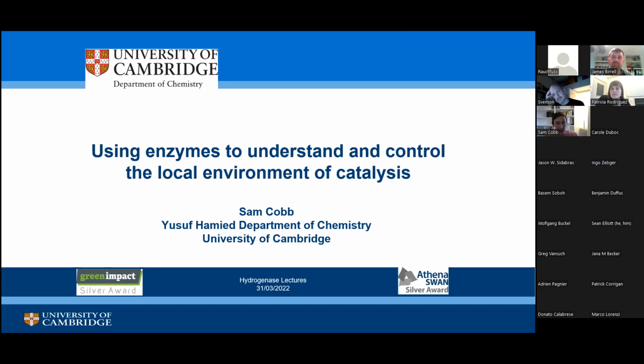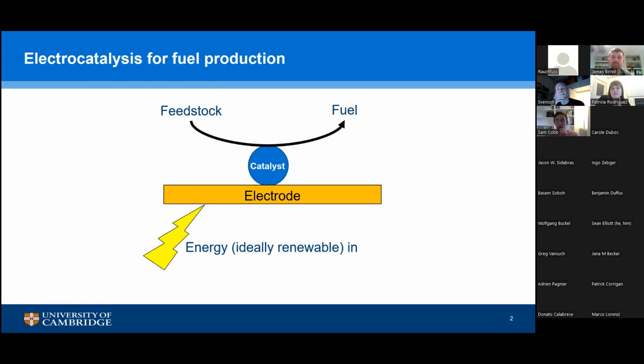So in particular, I'm interested in electric catalysis for fuel production. To give you the block diagram scheme of what I'm interested in: having electrodes with catalysts immobilized on them. In this context, it can definitely be an enzyme, taking renewable energy and using the catalyst to convert a feedstock to a fuel.